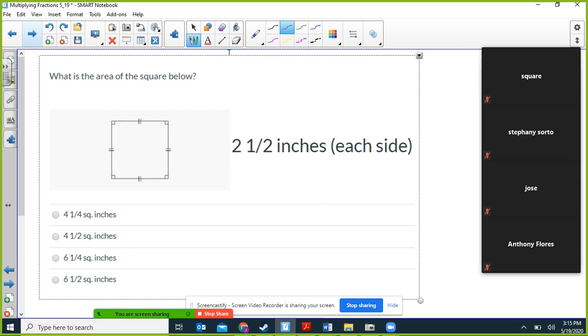All right, let's look at 3. Area of a square. If you know that one side of a square is 2.5 inches long, how much is the other side? If the length is 2.5 inches, what is the width? Somebody unmute yourself and tell me.